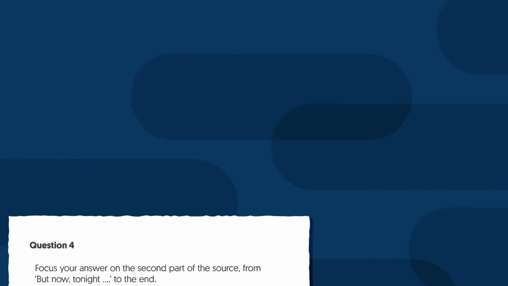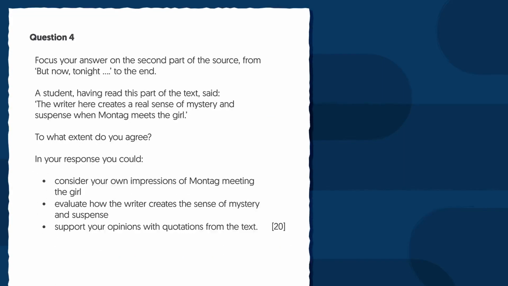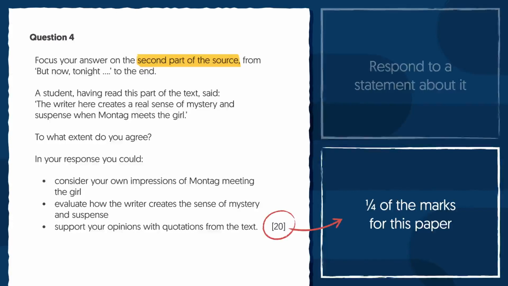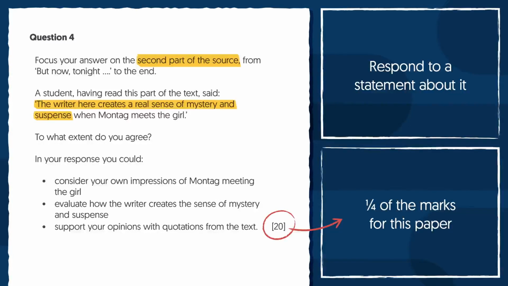Let's start by looking at a sample question. Remember, Question 4 is worth 20 marks, that's a quarter of the marks for this paper. You'll be given a section of the source text to focus on and asked to respond to a statement about it. In this example, the statement is that, in this extract, the writer creates a sense of mystery and suspense. You're then asked, to what extent do you agree?